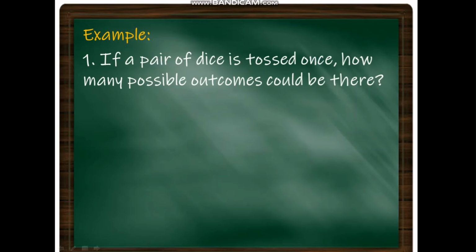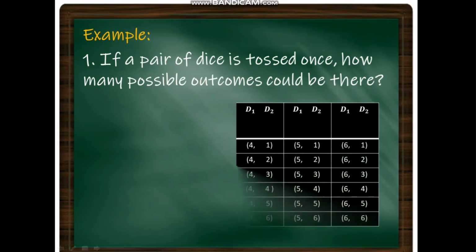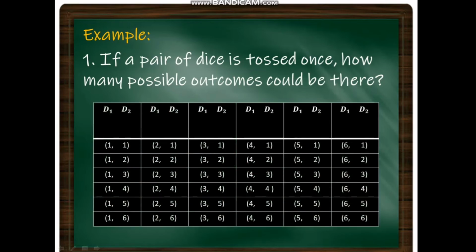Kung yung unang die natin is the m ways, yung second die natin is the n ways, if we multiply these two dice, we have 6 times 6, that is equals to 36. And 36 is the possible outcomes if we toss a pair of dice once. Meron ako ditong list kung paano yung possible outcomes sa paglabas ng dalawang die.